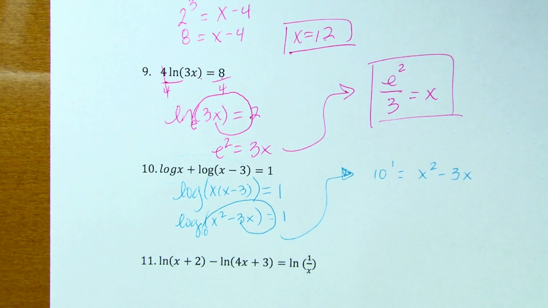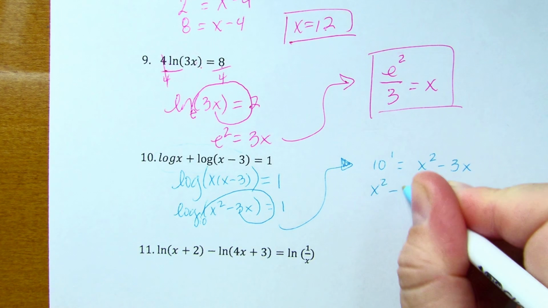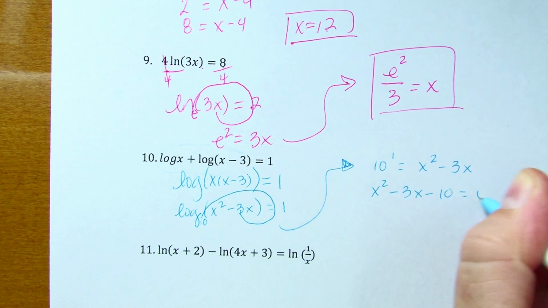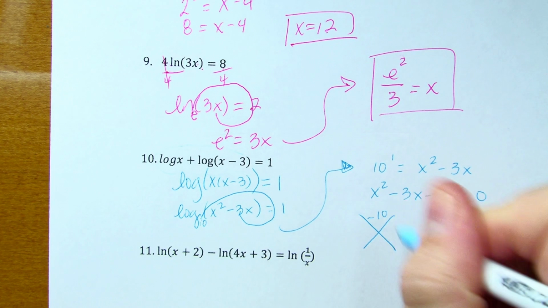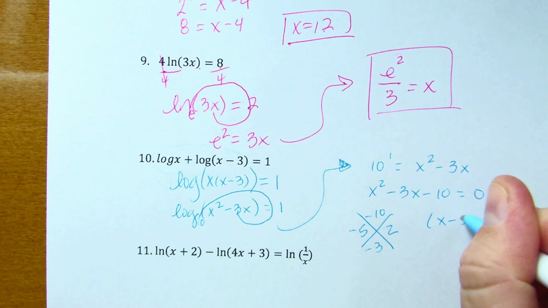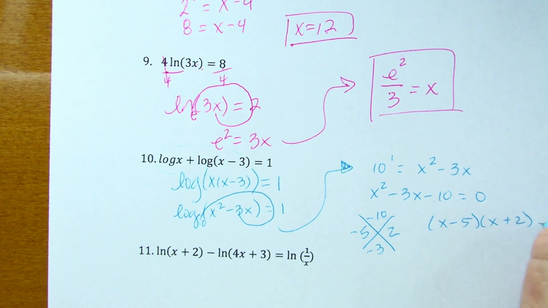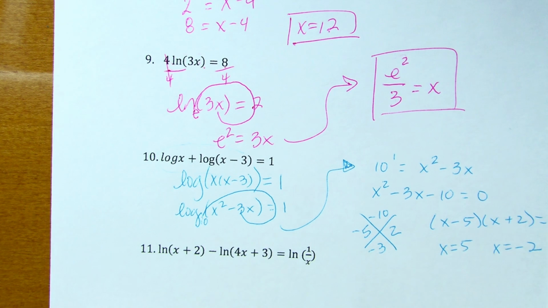And that's a quadratic equation, so we want to get it set equal to 0. I'm going to subtract 10 over, and I get x squared minus 3x minus 10 equals 0. You can use the x method or quadratic formula, whatever you prefer. And I get x minus 5 and x plus 2 equals 0, x equals 5, and x equals negative 2.